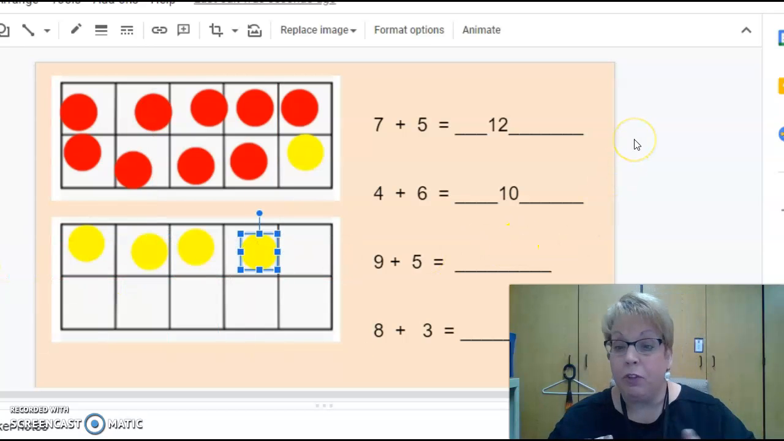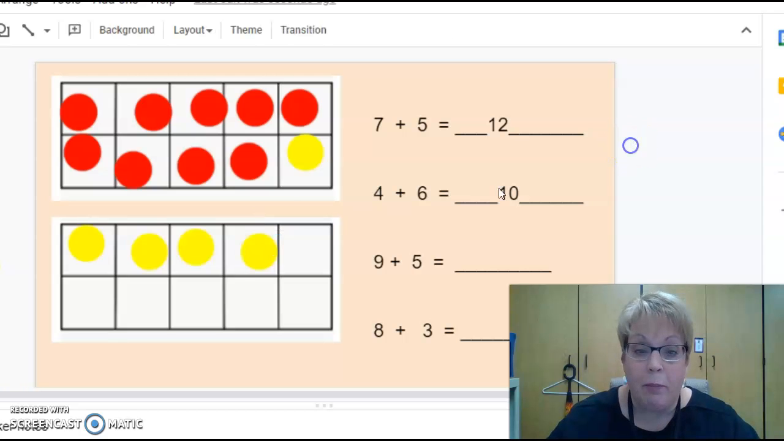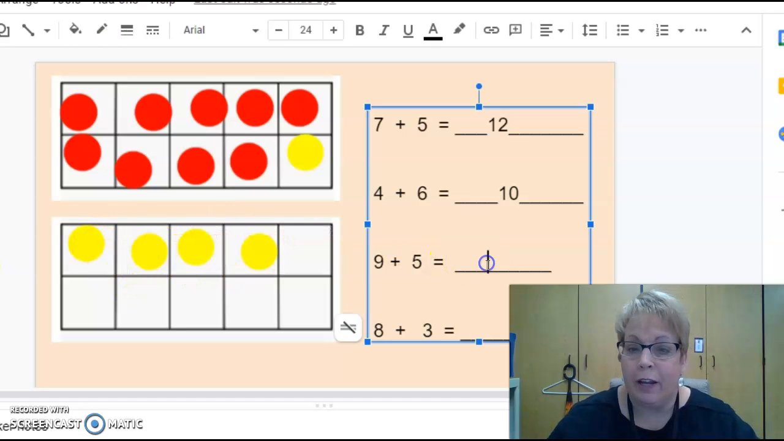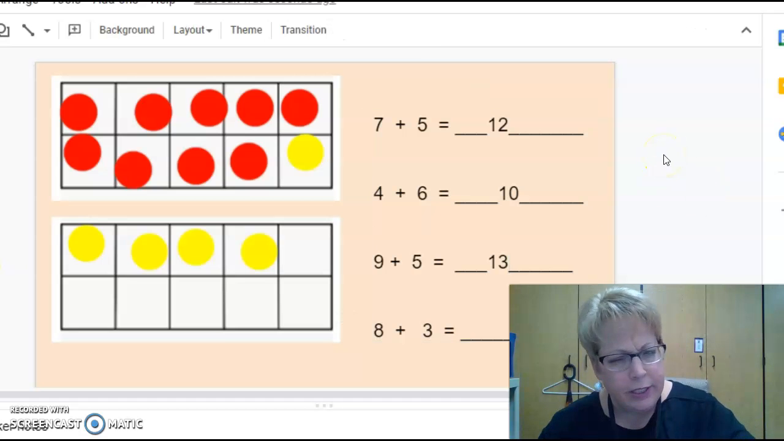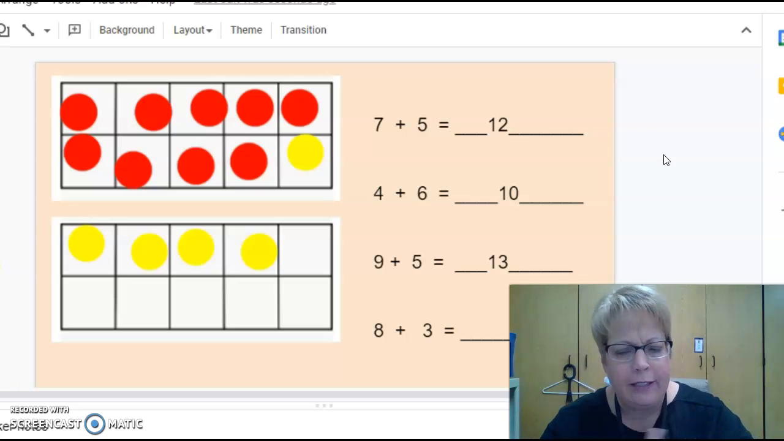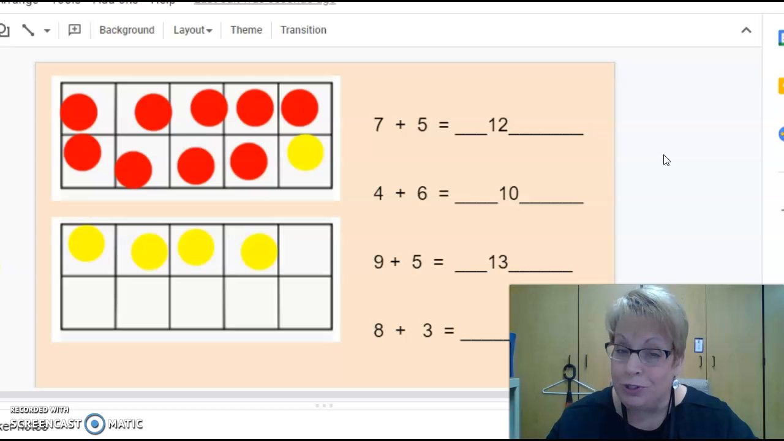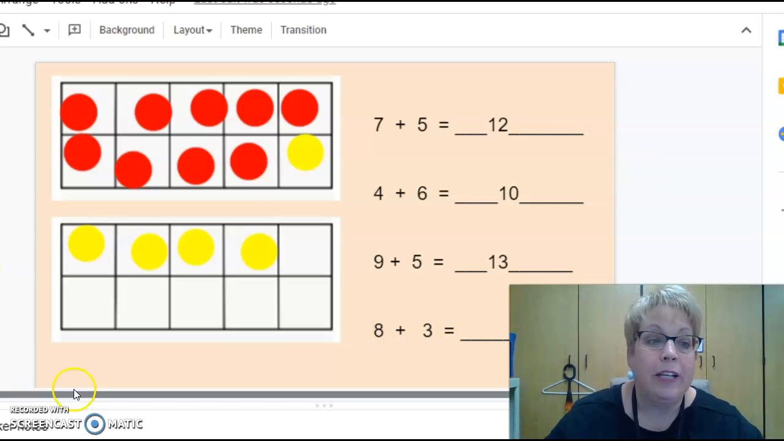Okay, so now that I filled my 10 frame, when I add them, I can see 9 plus 5 equals 9, 10, 11, 12, 13. And my answer is 13. All right, since we've done those together, I think you kind of get an idea of how to do it. So you're going to use your red crayon and you're going to use your yellow crayon to color in boxes.